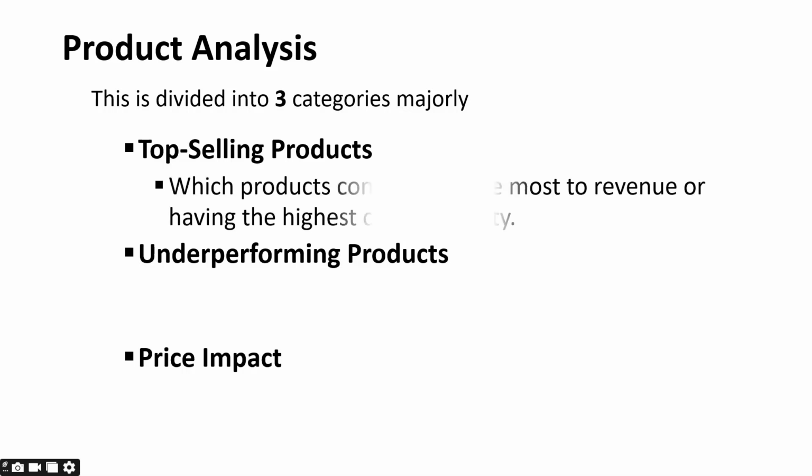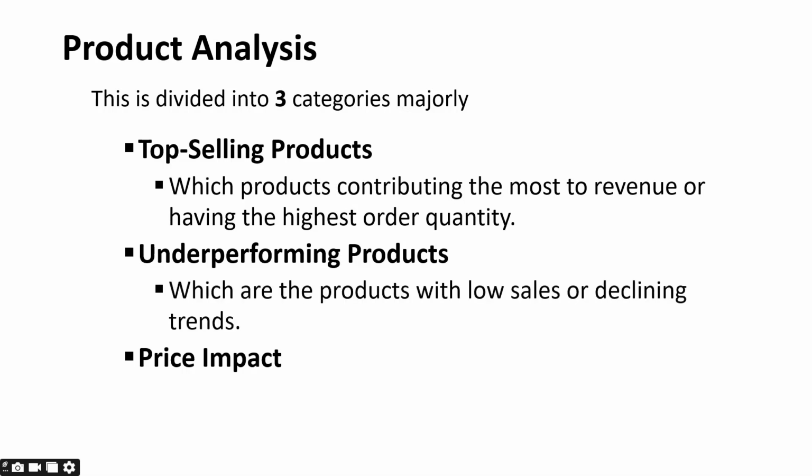So for the top selling products, the company wants to know which product is contributing the most to revenue, or which product is having the highest order quantity. For underperforming products, the company wants to know which are the products with low sales or declining trend, even though it's moving and the sales is going down. They want to know. So we're going to help the company to identify all these products.